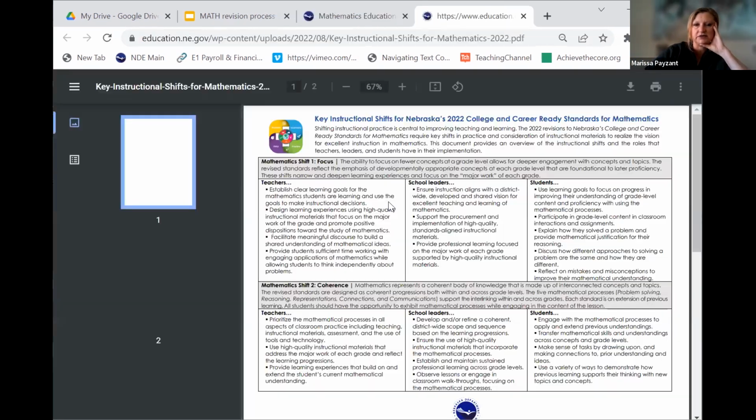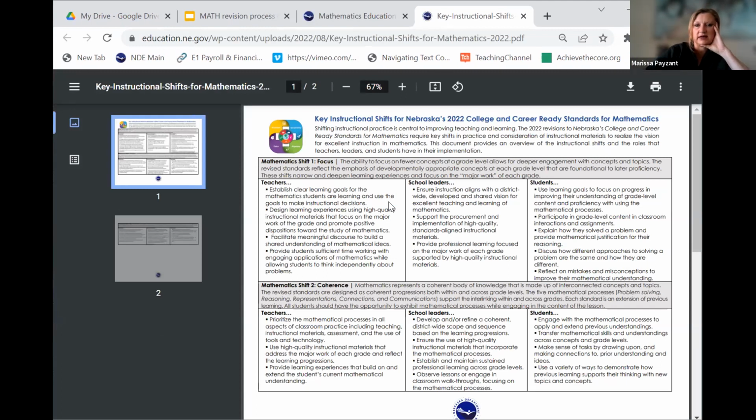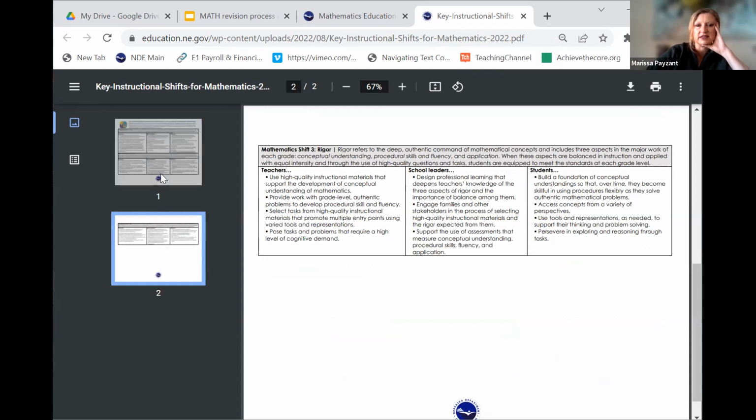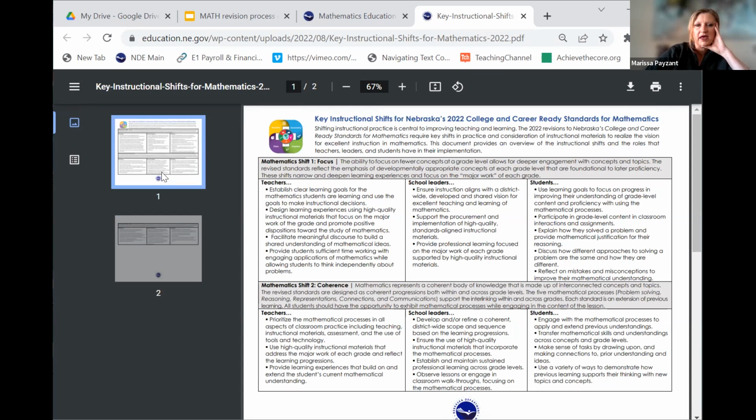This is our key instructional shifts for mathematics. This is a very important piece of information to get familiarized with as you're exploring the revised standards. Key instructional shifts are the changes that we need to make in our instruction so that we're ensuring students are meeting the standards that we've laid out. And so there are 3 instructional shifts for mathematics. They are focus, coherence, and rigor. You'll see this document describes what that shift is, and then it lays out some expectations for classroom teachers, for school leaders, and for students.